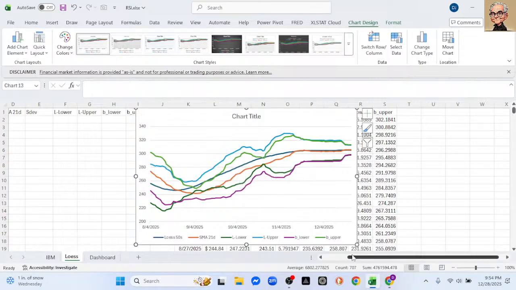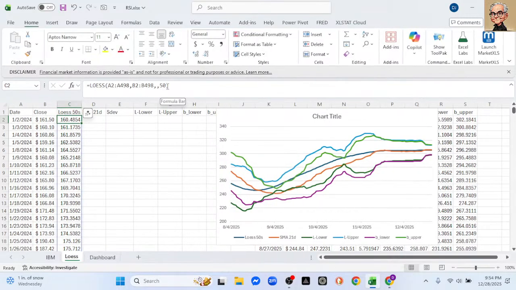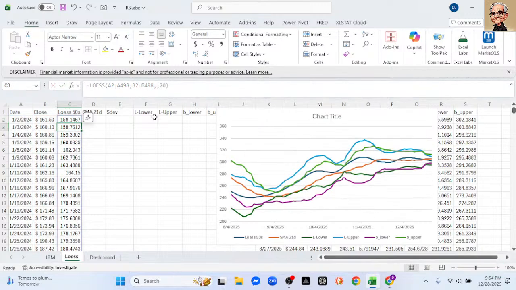But let's do something a little funky now. Let's adjust the Loess line to say 20, okay? And of course, this table over here is going to update. Okay, see how it updated? So now we can look over here. Here's a 20-day moving average. All right. Here's the Loess line.